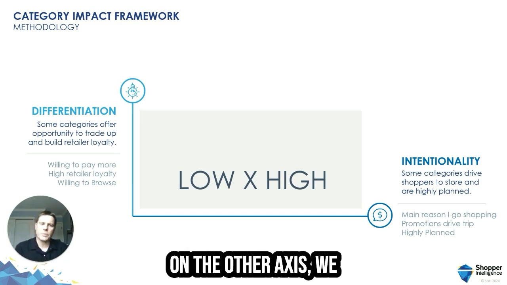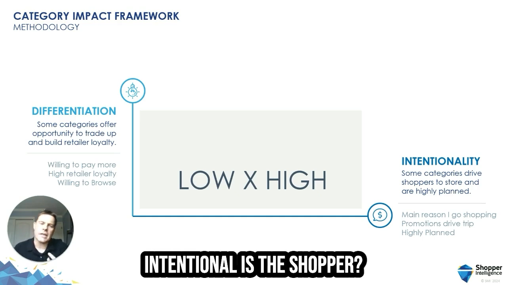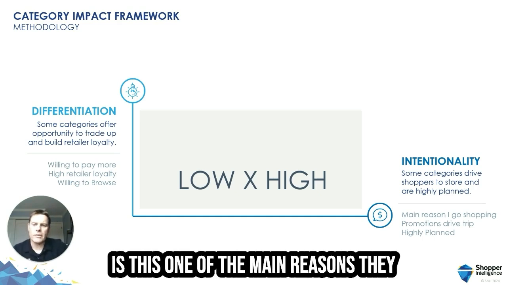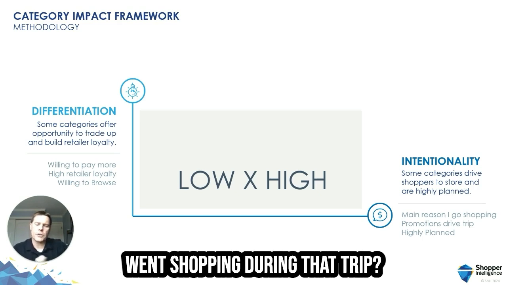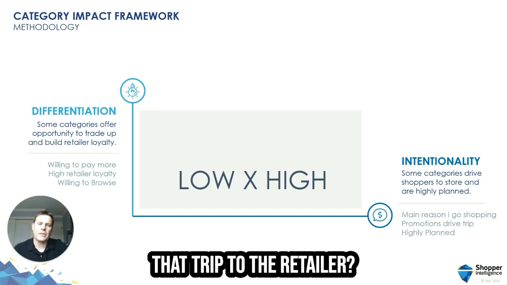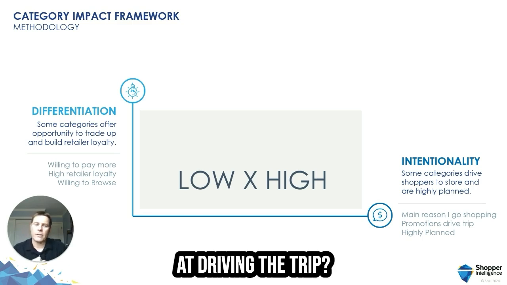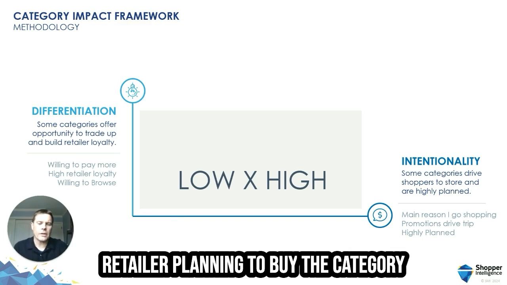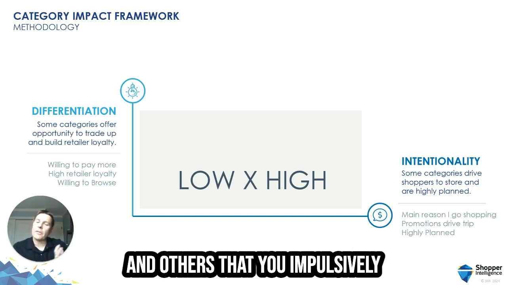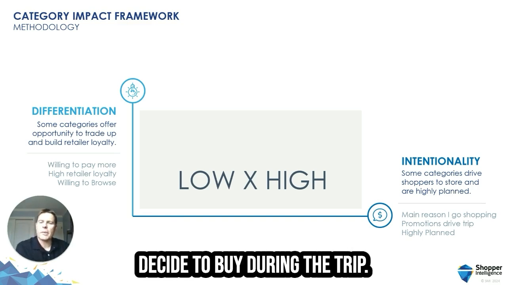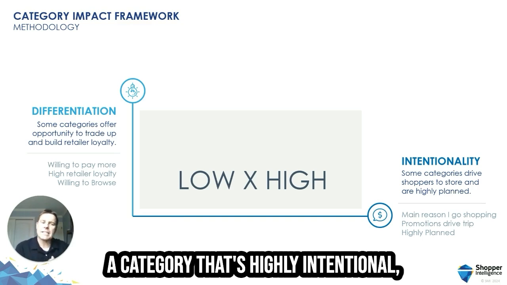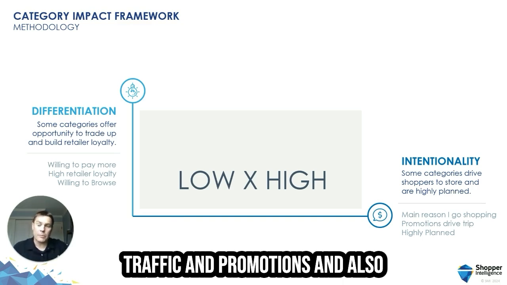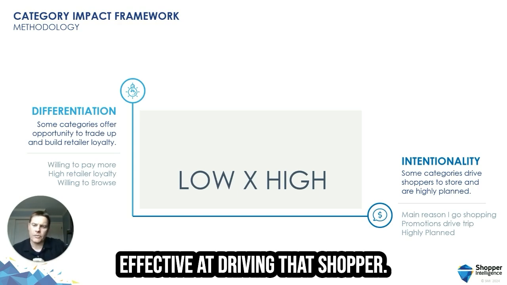On the other axes, we have intentionality. This gets into how intentional is the shopper. Is this one of the main reasons they went shopping during that trip? Does this category help drive that trip to the retailer? Are promotions effective at driving the trip? Is this a highly planned category? There are some that you walk into the retailer planning to buy the category, and others that you impulsively decide to buy during the trip. A category that's highly intentional would be highly planned, driving traffic, and promotions also are effective at driving that shopper.